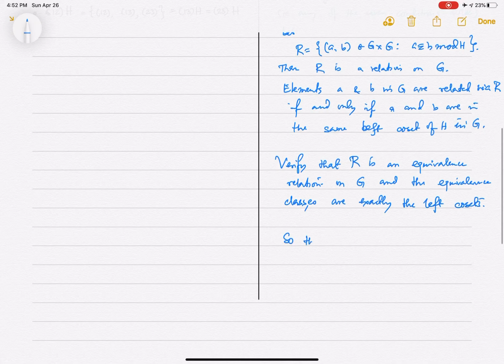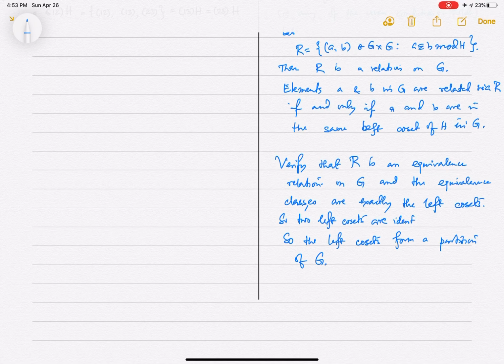So the left cosets form a partition of G. In particular, 2 different left cosets are disjoint, and so 2 left cosets are identical or disjoint, and the left cosets form a partition of G. And Lagrange's theorem just follows from this immediately.